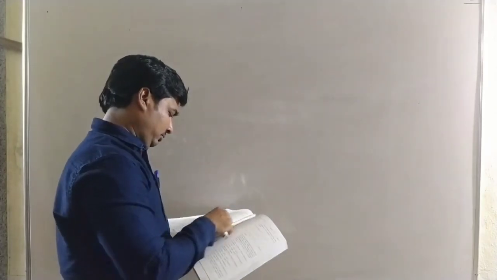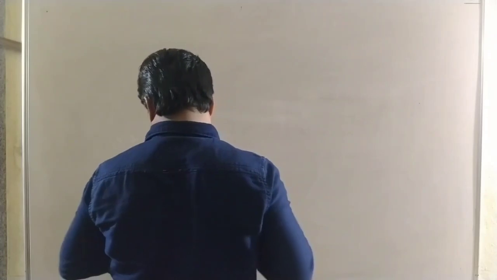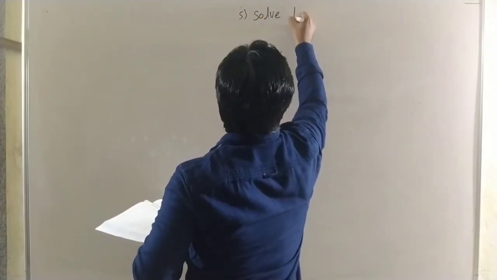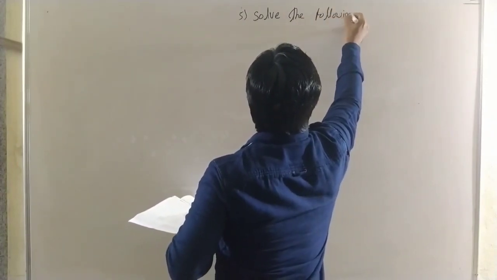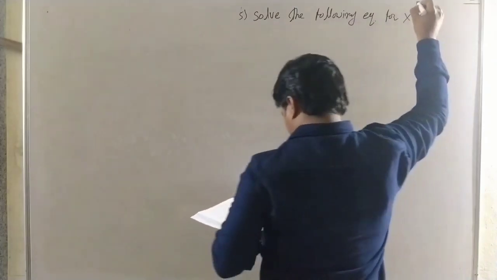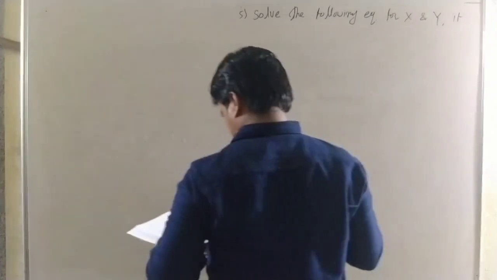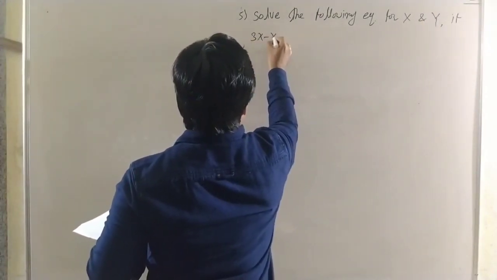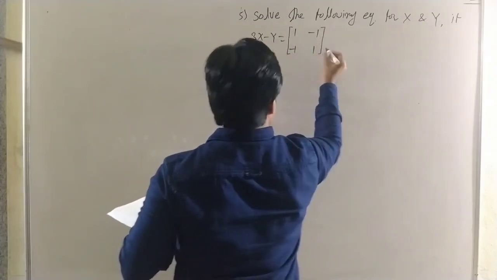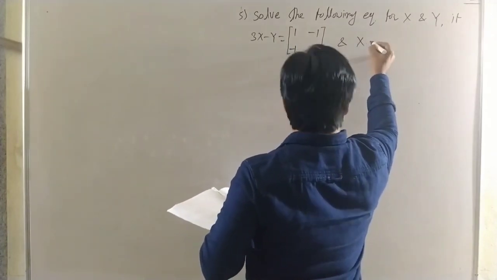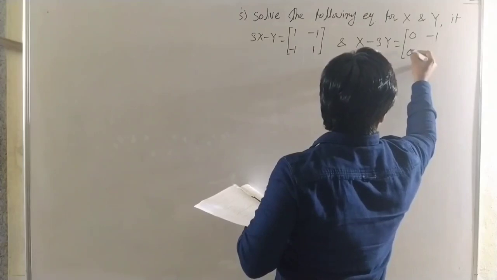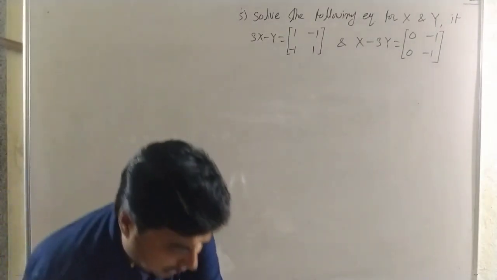Next, example number 5. Solve the following equations for x and y if 3x minus y is equal to the matrix 1, minus 1, minus 1, 1 and x minus 3y is equal to the matrix 0, minus 1, 0, minus 1. Okay, now you can find the value of x and y.